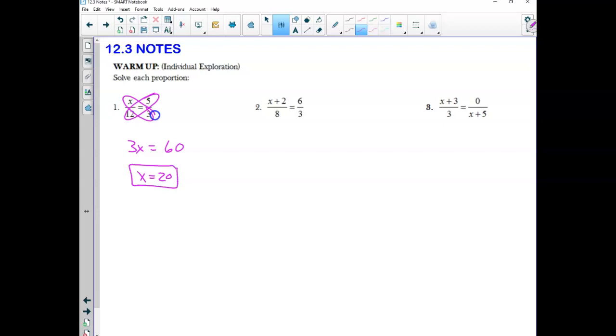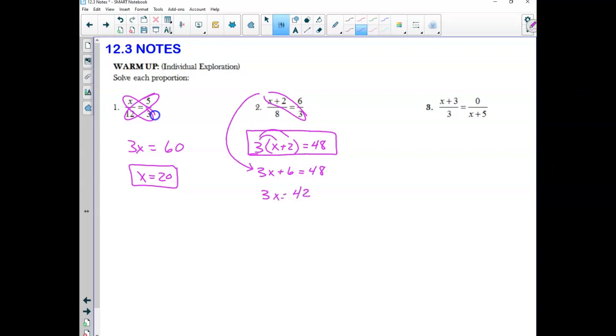Well, number 2 is a little bit different, but when I cross multiply here, and I'm not going to draw these all the time, just remember this is 3 times (x plus 2) equals 6 times 8, which is 48. Then I have to distribute here. 3x plus 6 equals 48. Typically, this is a step I don't show. I go straight from there to here usually. I'm going to say 3x equals 42. So x equals 42 divided by 3, which is 14.